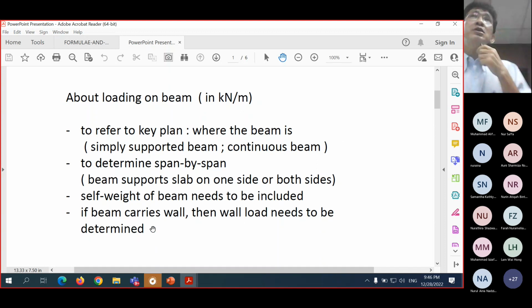Now, if the beam carries wall, especially if the beams carry wall, then you have to consider the line load from the wall, because the beam carries load from the slab and also carries load from the wall, if there is a wall sitting on the location where your beam is located. So those are the things that you need to consider.